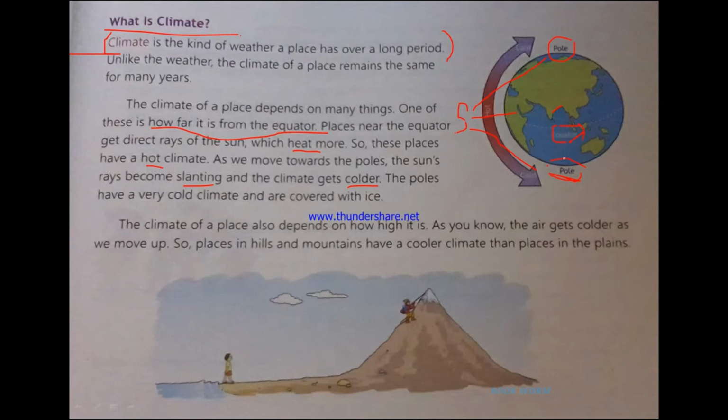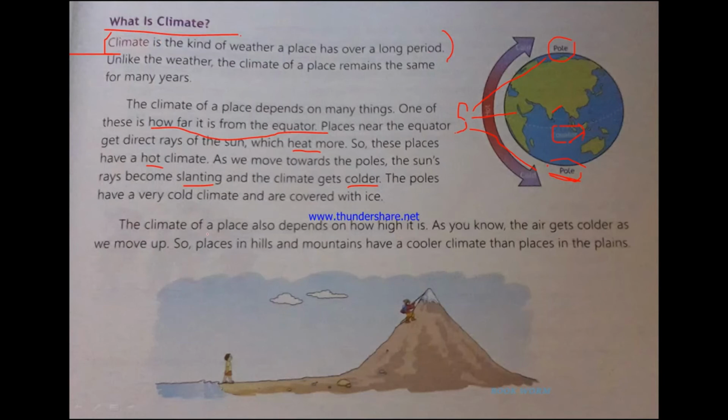We see that Antarctica is covered in ice, right? Why? Because it is away from the equator and near to the poles. So if you are asked what kind of climate a place might have, whether hot or cold, you will have to see first whether it is near the equator or near to the pole. If it is near to the equator, the climate will be hotter. If it is near to the pole, the climate will be colder. These are the two factors. This is the first factor on which the climate of a place depends.